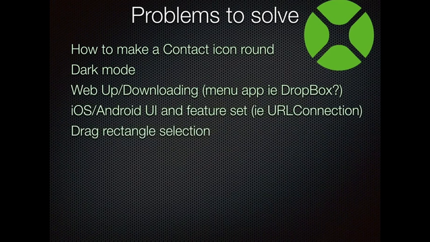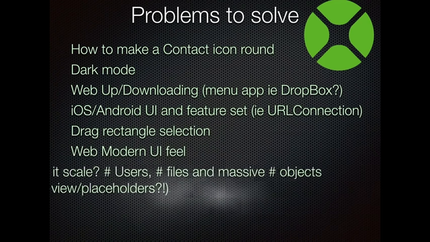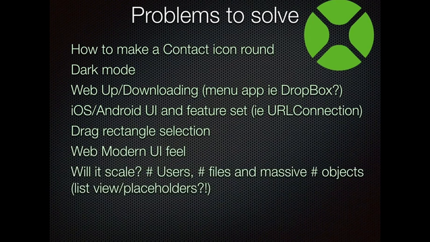How to do dark mode, how to make, most web apps use a round contact icon, how to do uploading and downloading successfully, what feature set might you put in a mobile app, how to do, on the Finder you can click in the white space and drag, and whatever's in the rectangle they highlight. I'm not sure how to do that in Xojo. How to create a modern UI that will hopefully come with Web 2.0. Will it scale if we have 100 or 200 people accessing a web app? Will it just kill it?